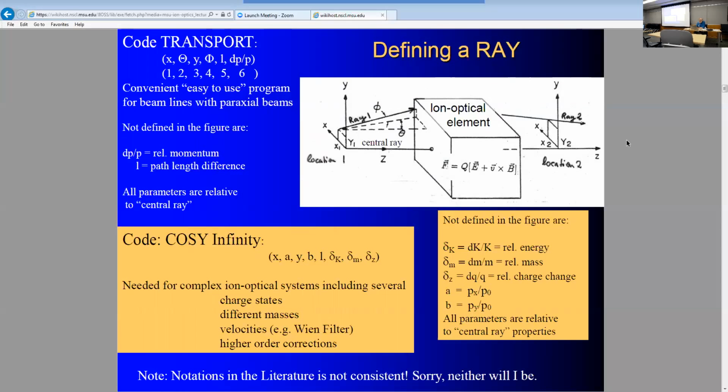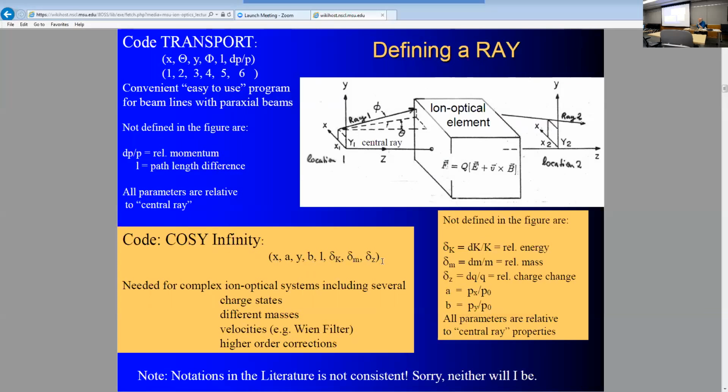Now, this was good enough when you were dealing mainly with proton accelerators, but not good enough, of course, for what we are doing using ions. We change the mass, we change the charge. So COSY has already recognized that and built in 8 parameters. So in COSY we will have to deal with 8 parameters.